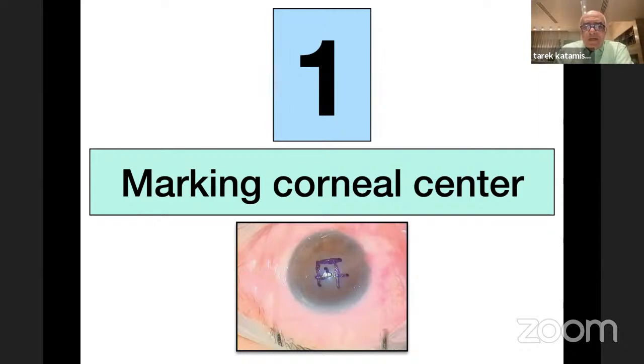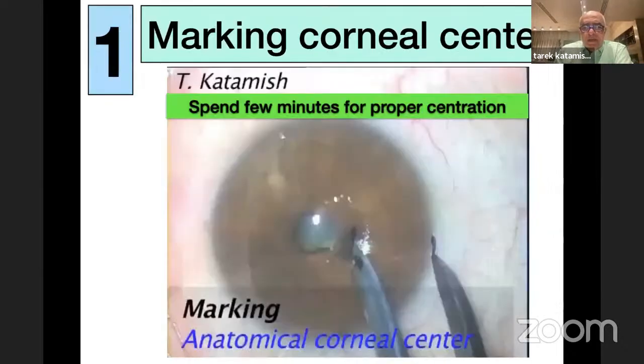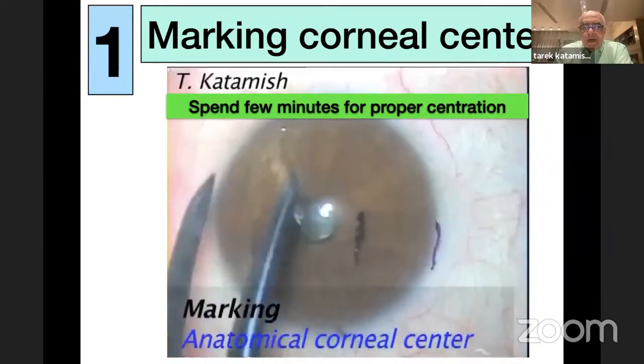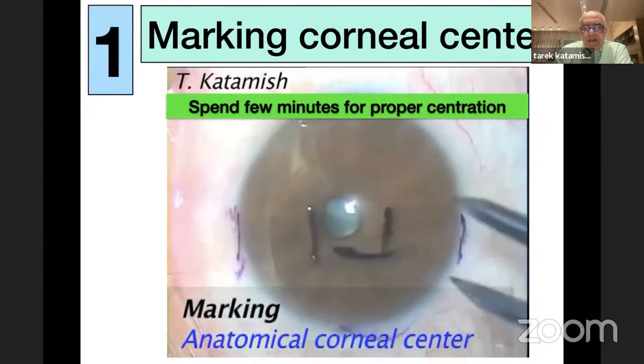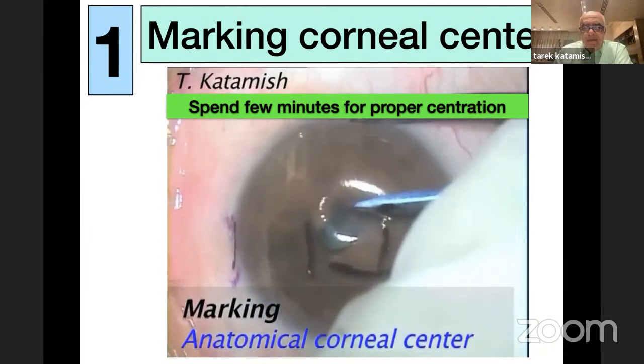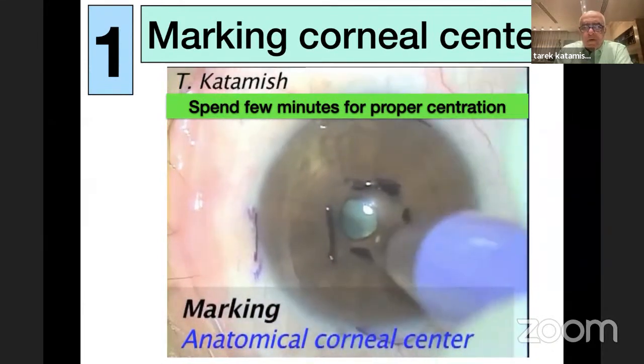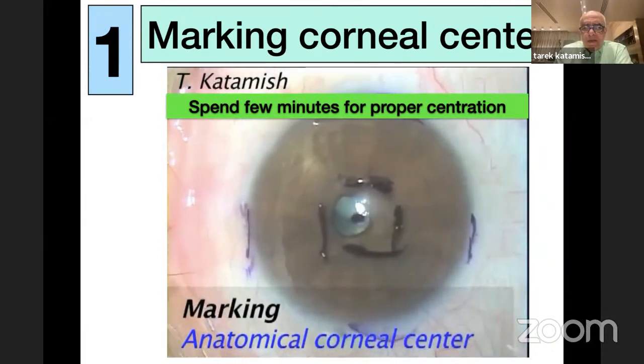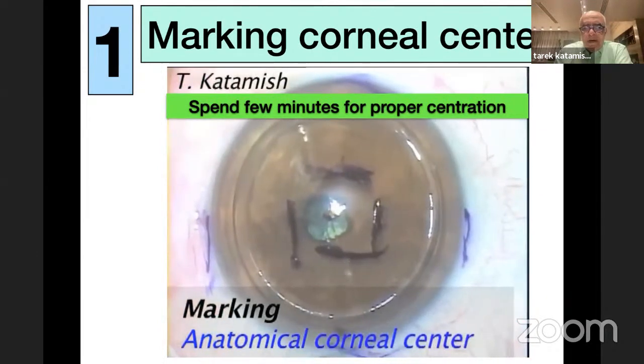Step number 1 is marking the corneal center. I usually make a fixed distance with a caliper. I'm making 4 different marks from the limbus and making my center inside this box. So as you see, it is perfectly centered.